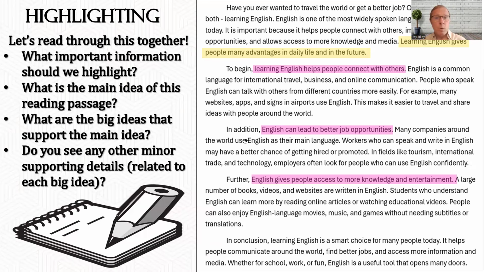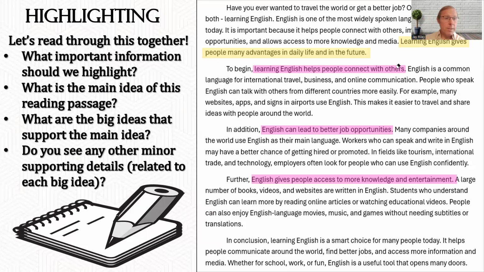Many companies around the world use English as their main language. Workers who can speak and write in English have a better chance of getting hired or promoted. And in fields like tourism, international trade, and technology, employers often look for people who can use English confidently. So if that's a multiple choice question, I'm going to look for any one of those key details as an answer choice. And I know that's going to be my correct answer. So that's going to help me.